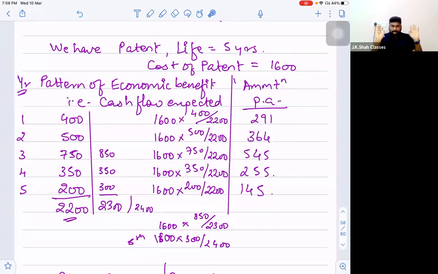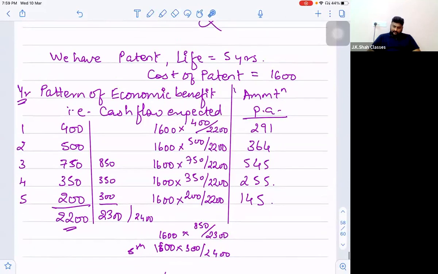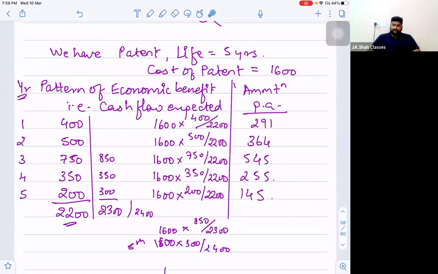Correct? Simple. No rocket science. I can link this with your CA Foundation, depreciation on machine hour rate or depreciation on production unit method, same like that only. And sir, this pattern of benefit will be given in the question, not to worry. It will be given in the question. Don't worry at all. Right? I'm changing the screen now.